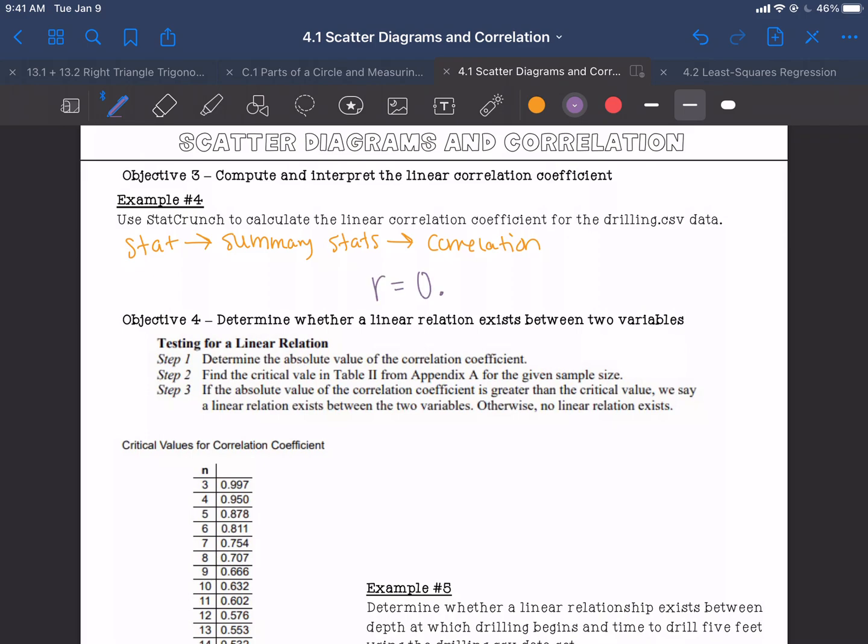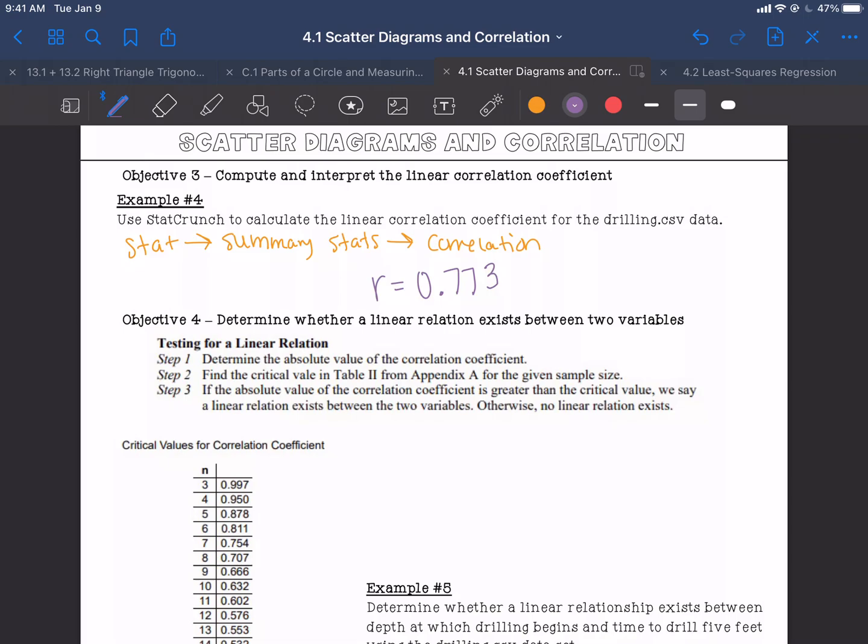R equals 0.773. Now, just thinking about it, it's close to 1. It's closer to 1 than it is to 0.5, or closer to 1 than it is to 0. So how do we determine, is that an actual linear relationship?